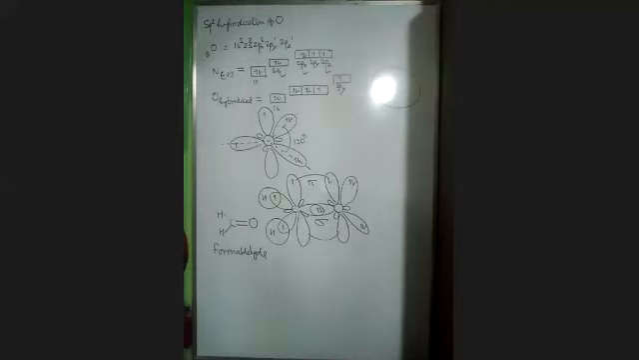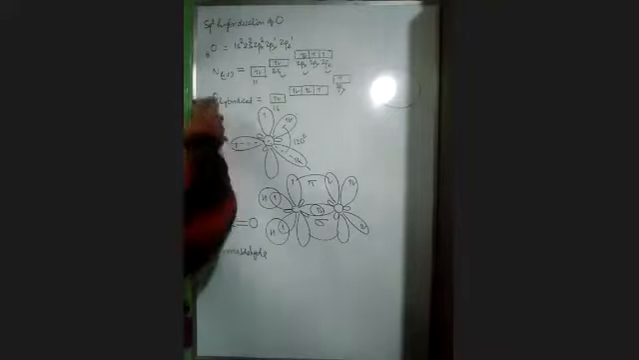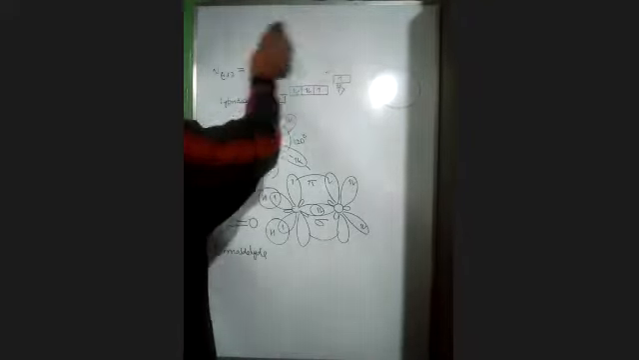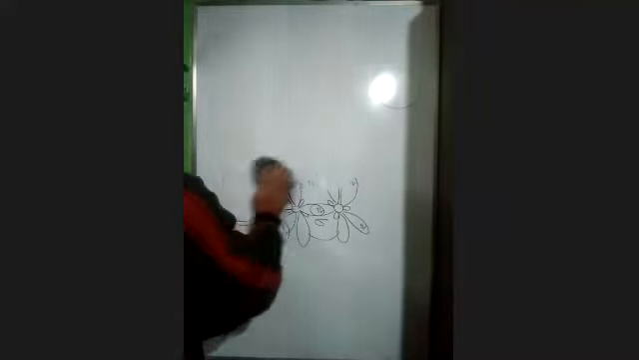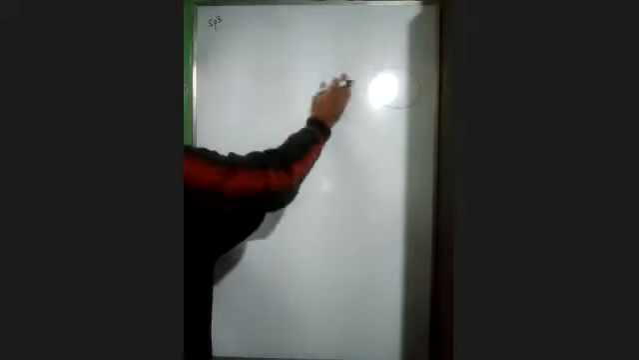Those were several examples of the sp2 hybridization. Now we'll go for sp3. sp3 means we are going to take all the 3 p orbitals along with s. Okay. So sp3, what will happen? This is the s orbital.